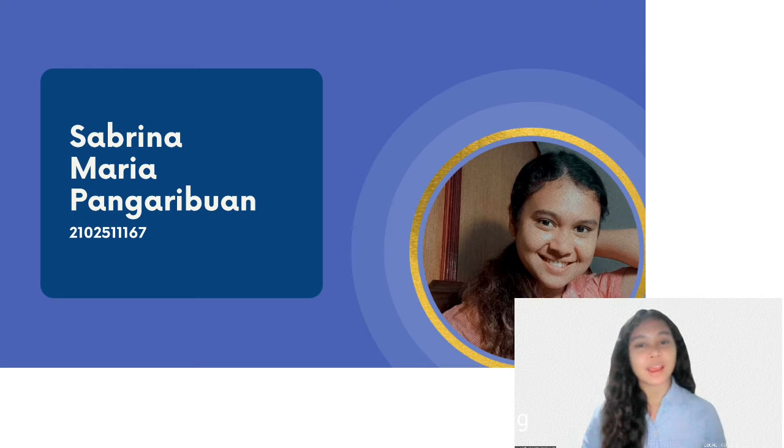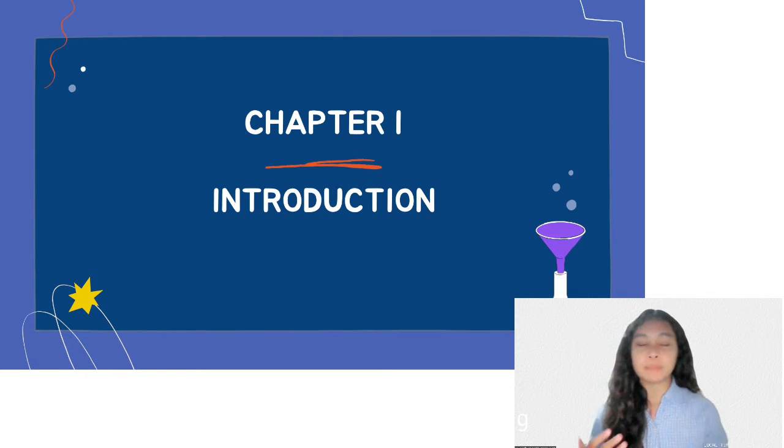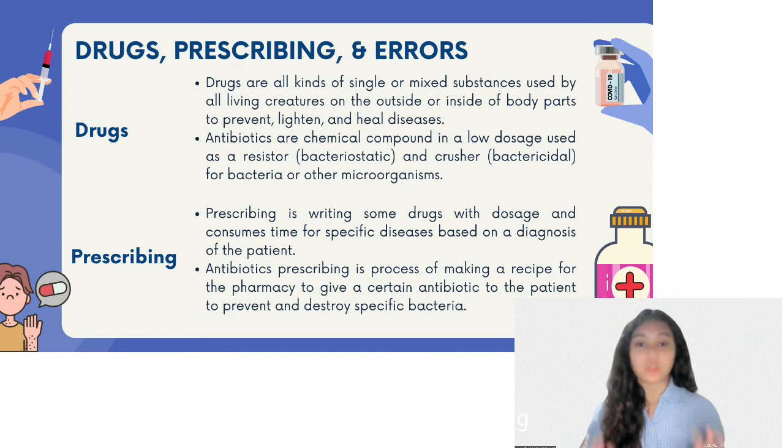Hello, my name is Sabrina, and I will start the explanation with an introduction about problem base of antibiotic prescribing. First, we should know what drugs and prescribing are. Drugs are all kinds of single or mixed substances that are used by all living creatures in the world, human and animal, on the outside or inside of the body parts to prevent, lighten, and heal a specific disease.